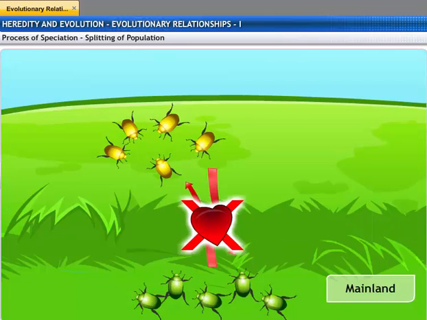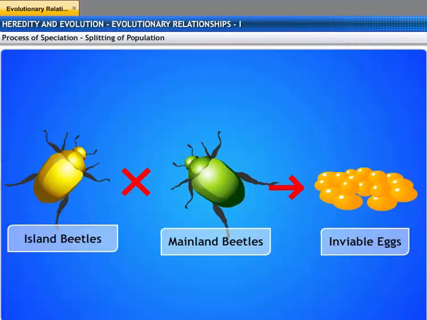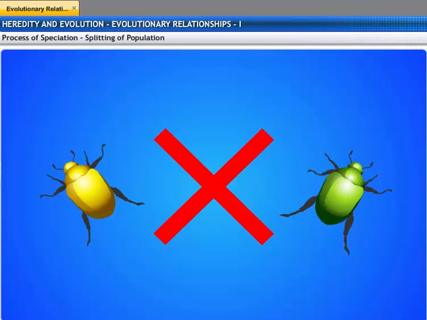However, the beetles will not breed with the mainland beetles any longer, since they've evolved different behavioral characteristics by now. The few that do mate with the mainland beetles produce inviable eggs because of the genetic differences between the two populations. The lineage has split now. Genes cannot flow between the populations anymore. This process is referred to as speciation.